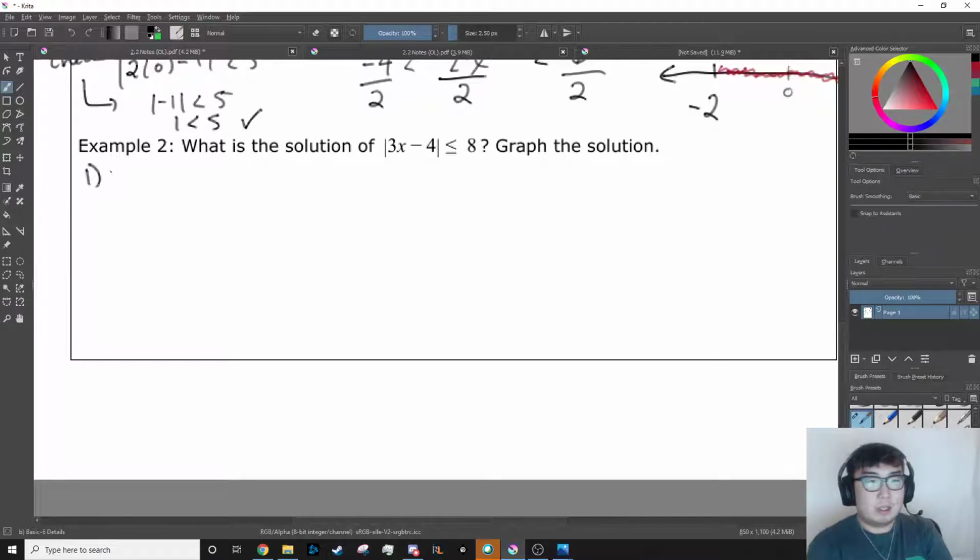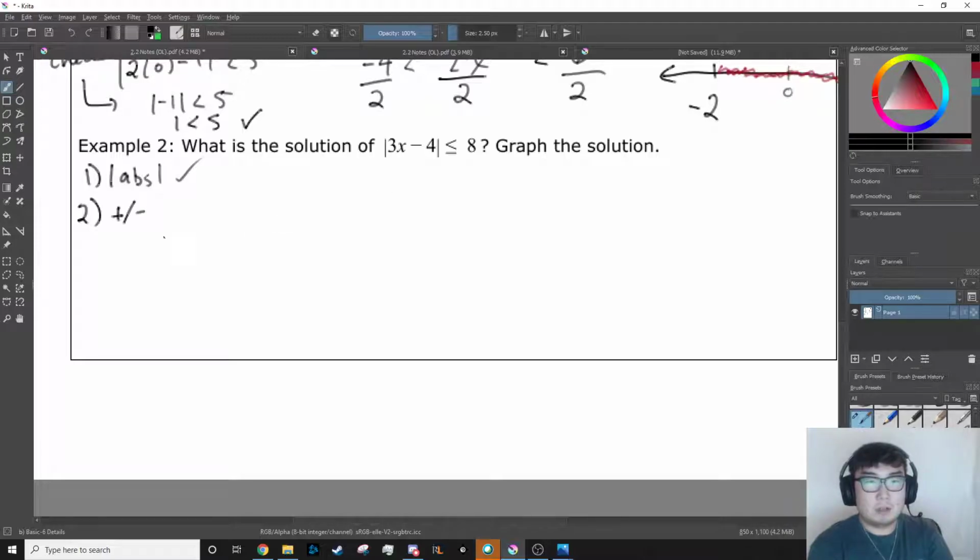So step 1, absolute value. Is the absolute value alone? Is there anything to the left of it or to the right of it on the same side of the equation? Yes. So we're good.